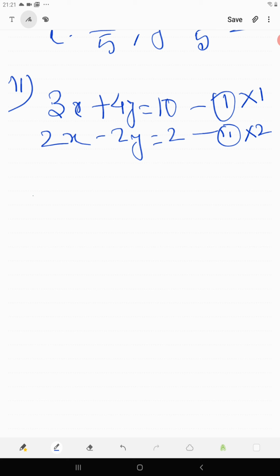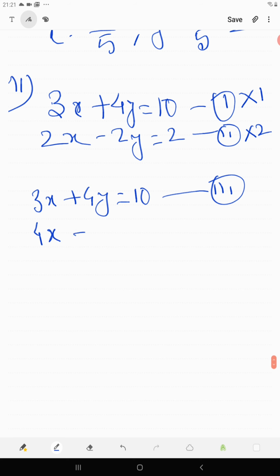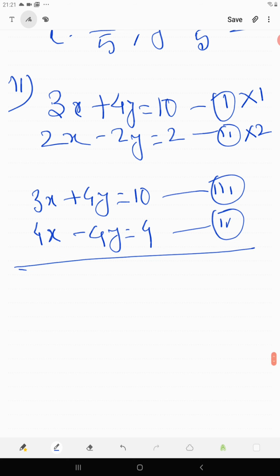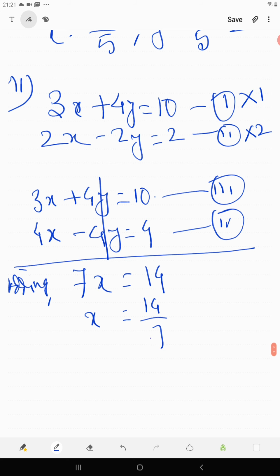So what will we get? We will get 3x plus 4y equals 10. This is equation 3. And then we have 4x minus 4y equals 4. This is our equation 4. Okay, now let's add it up. We are adding, I'm telling you, adding. What are we getting? 4y cancels out. Now 3x plus 4x is 7x equals 10 plus 4 is 14. So x equals 14 by 7. 7 twos are 14. So x equals 2.